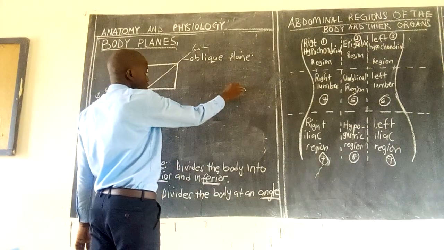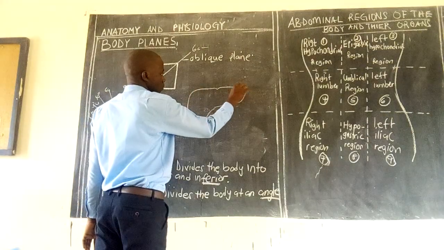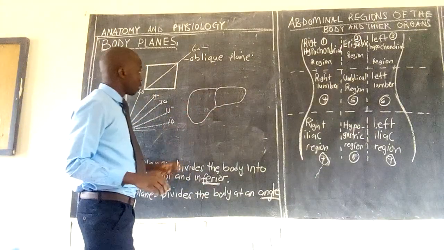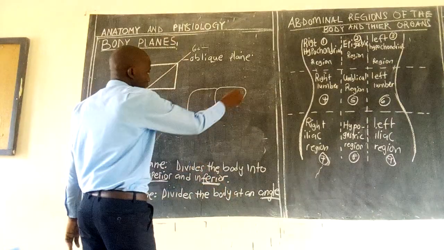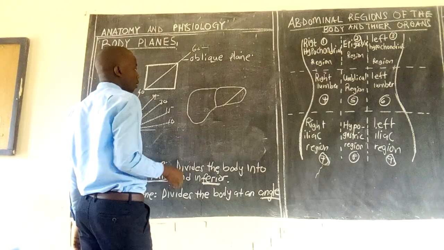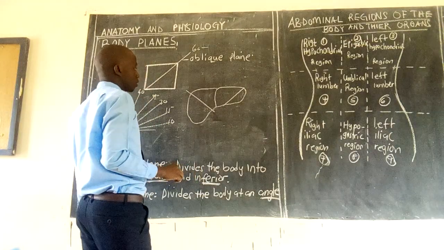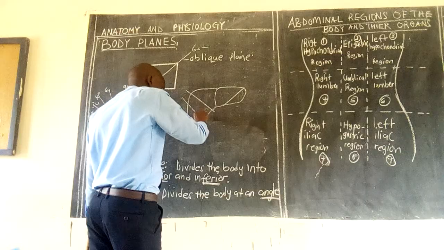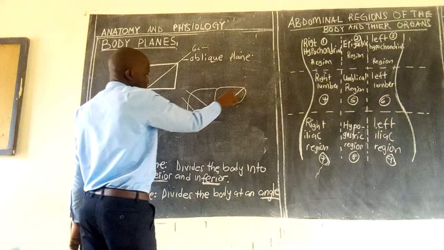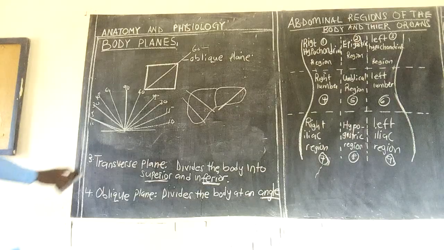If I have my structure of the liver, and maybe I want to make an oblique plane, I may make such an incision. That's an oblique plane. I may also make this cut. That's also an oblique cut, depending on the area of interest. So they are lines at angles. Those are what we call oblique planes.